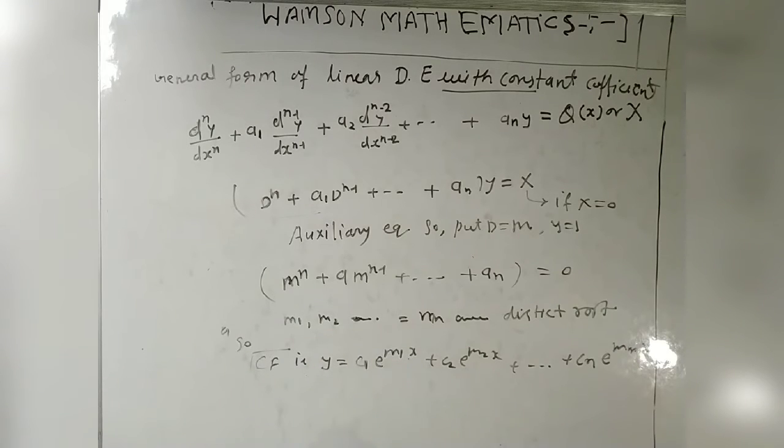If these roots are real and equal, the solution becomes C1 plus x C2 plus x square C3 and so on, plus x^(n-1) Cn, times e to the power mx, because all roots are equal to m. So the solution becomes this type.